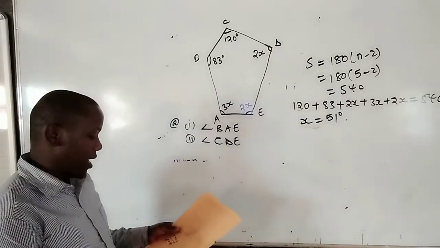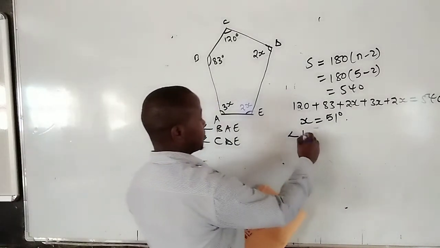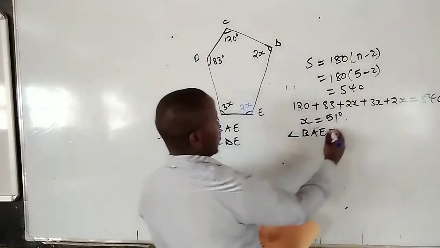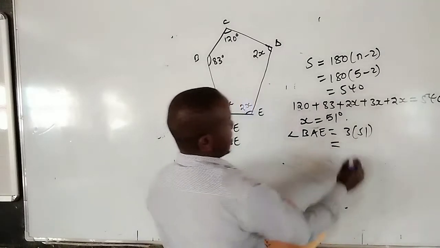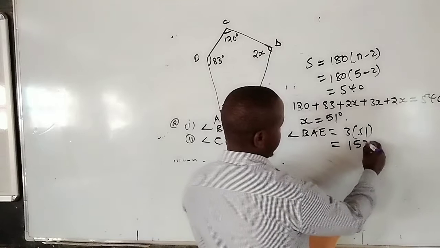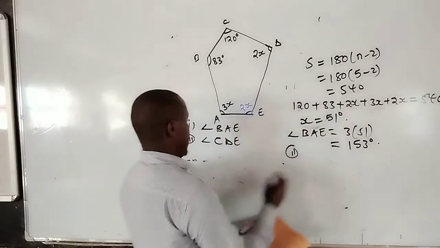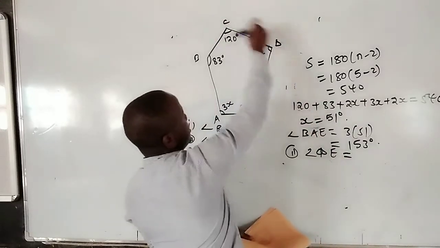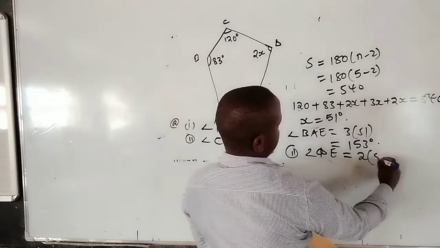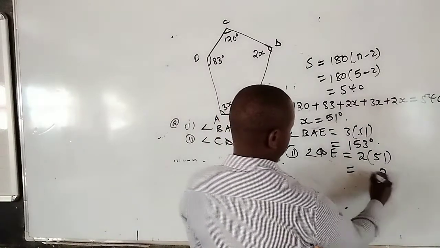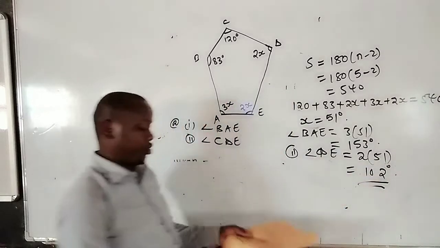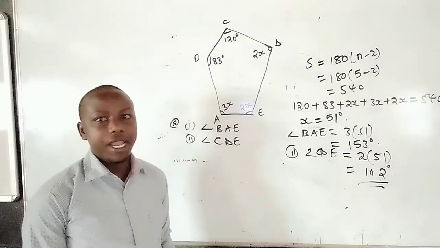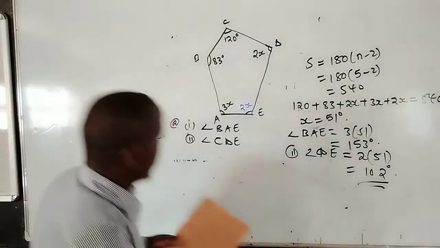So if x is 51, then we can get angle BAE, which will be 3 into 51. 3 multiplied by 51 becomes 153 degrees. Secondly, angle CDE will be 2 into 51, and this is 102 degrees. Number 4 is a log question. It's a logarithm question.